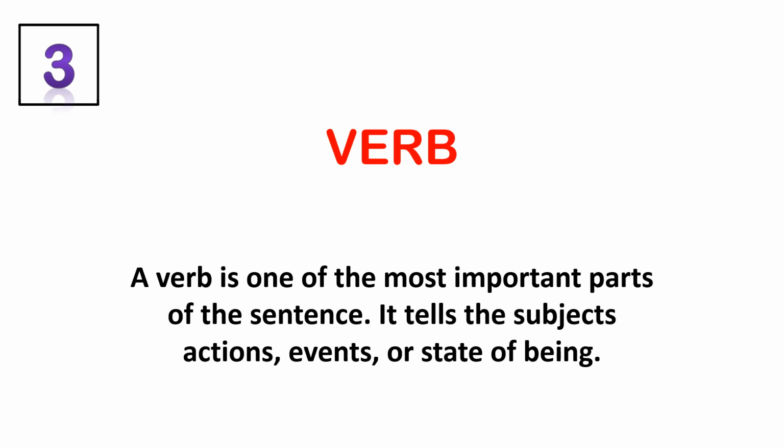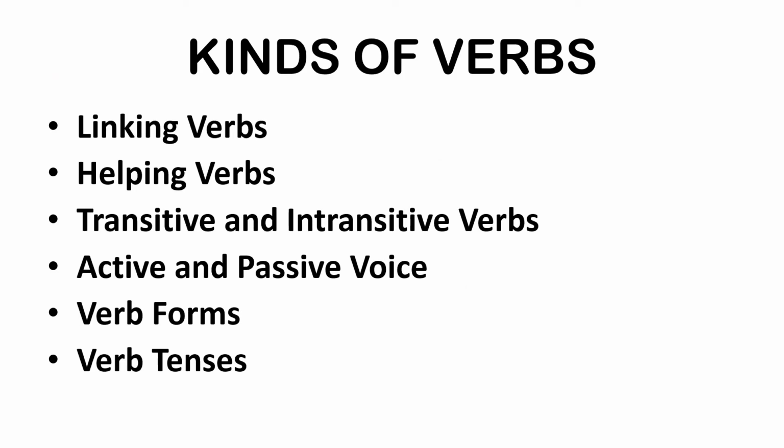Verb. A verb is one of the most important parts of the sentence. It tells the subject's actions, events, or state of being. A verb is necessary to make a complete sentence. We have different kinds of verbs. We have linking verbs, helping verbs, transitive and intransitive verbs, active and passive voice, verb forms, and verb tenses.